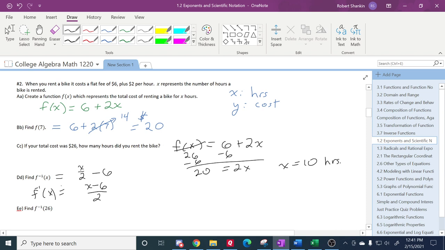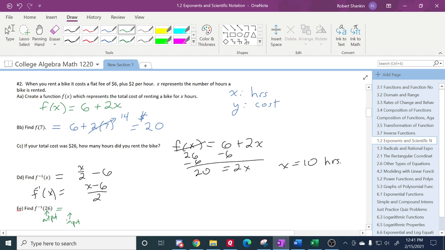Now, how do I tell which one is right and which one is not? Well, let's go to E for a moment. E says F inverse of 26. What does the inverse really mean? The inverse really means this is the output, and find the input that went with that output.